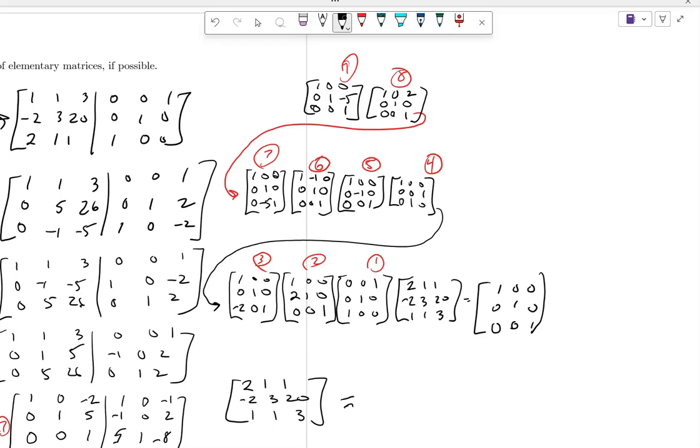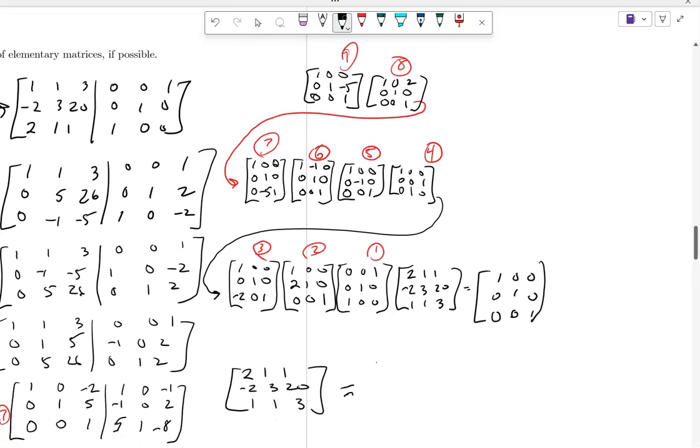Okay. What is the inverse of a row swap? It's the same, right? So I get 0, 0, 1, 0, 1, 0, 1, 0, 0. This was the inverse of 1. What's next?